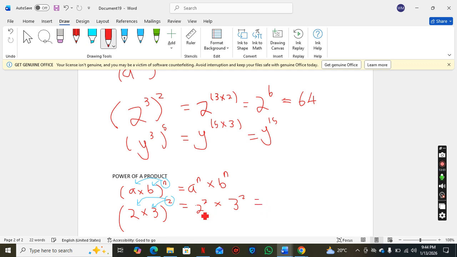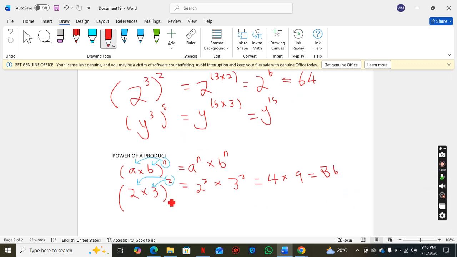Alright. 2 to the power 2, that is 4. 3 to the power 2, that is 9. 9 times 4, 36. Now, if you are dealing with numbers, you can just easily multiply 2 times 3, that is 6. 6 squared to give you 36. It's just that when you're dealing with letters, variables, you will see this law getting applied more often. But if it's numbers like this, if you want, just multiply what's in the brackets. 2 times 3, that is 6. 6 squared, that gives you 36.